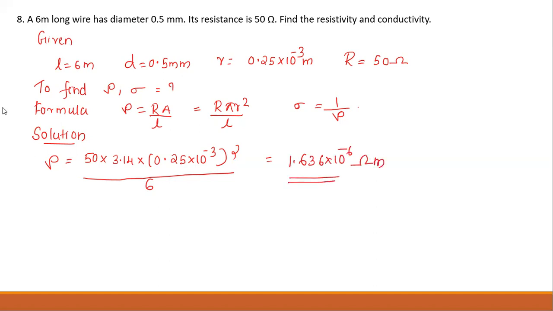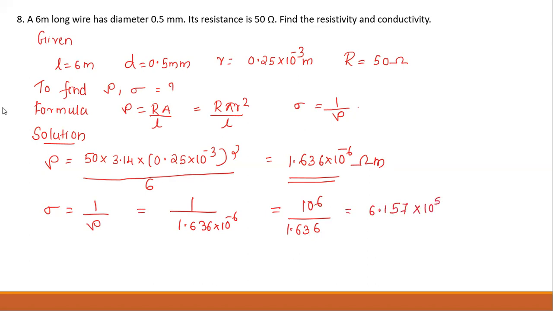This is the resistivity. Now, conductivity is the reciprocal of resistivity, that is 1 upon rho, that is 1 upon 1.636 into 10 raised to minus 6, or 10 raised to 6 upon 1.636, is equal to 6.157 into 10 raised to 5 ohm meter raised to minus 1. This is the conductivity. I hope you have understood the solution. Let us solve the next question.